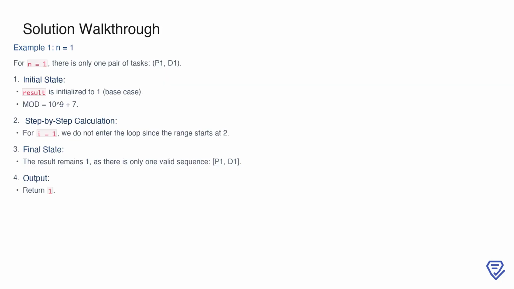To solve the problem, let's begin with the simplest case where n equals 1. Here, we have only one pair of tasks, P1 for pickup and D1 for delivery. The result is initially set to 1, which serves as our base case, and we define a constant mod as 10 to the power of 9 plus 7 to handle large numbers. Since the range for the loop starts at 2, no iterations occur for n equals 1. The result remains 1, as there's only one possible valid sequence, first the pickup P1, then the delivery D1. Finally, we return the result, which is 1.